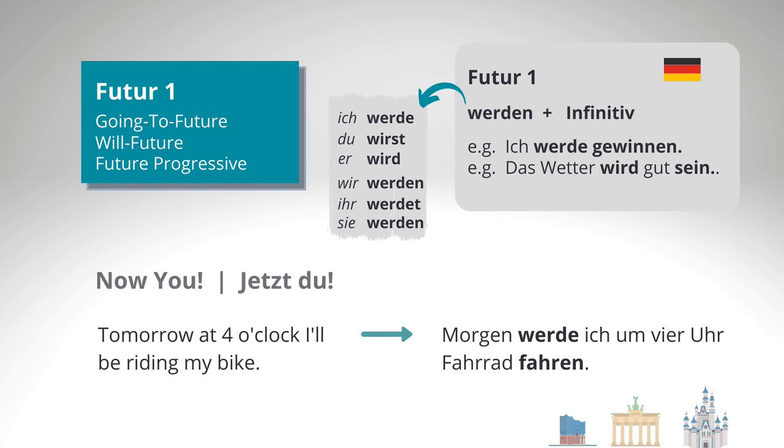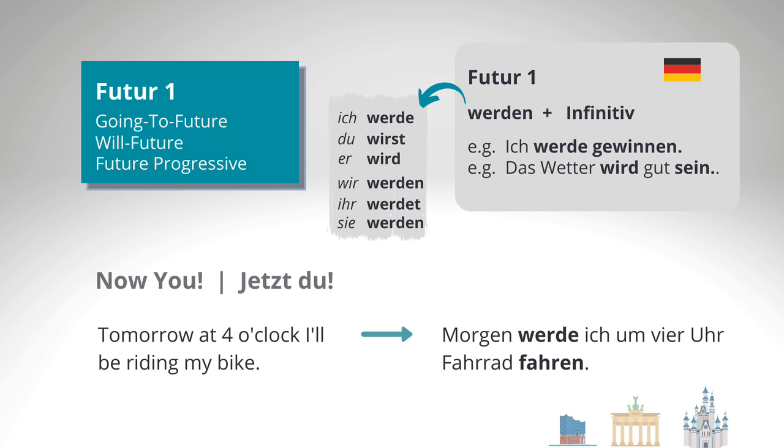Alternatively, you could also switch around the sentence and say morgen 4 Uhr werde ich Fahrrad fahren. This would maybe be even closer to the English version. So now that I'm thinking about it, that would also be correct. Morgen 4 Uhr, tomorrow at 4 o'clock, werde ich Fahrrad fahren. I will be riding my bike. Morgen 4 Uhr werde ich Fahrrad fahren. Or alternatively, morgen werde ich 4 Uhr Fahrrad fahren.